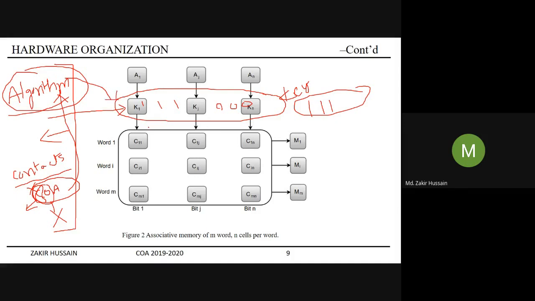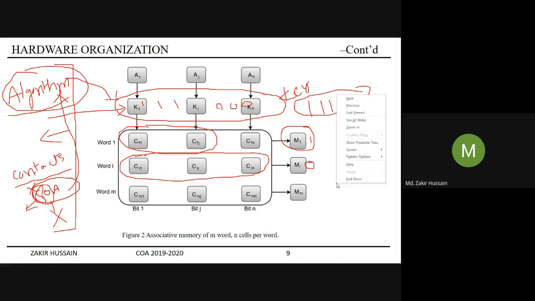Based on that, if a match is happening, based on the set algorithm, if a match is taking place, then the corresponding bit here in the match register will be set to 1. If there is no match at all, then this is set to 0, like that. So that is what this figure is all about.